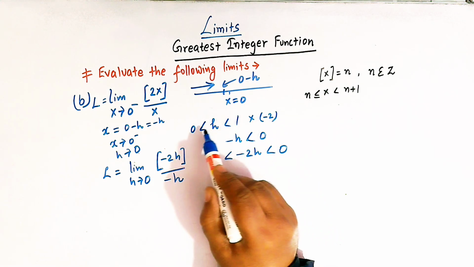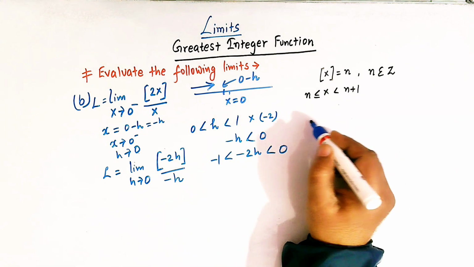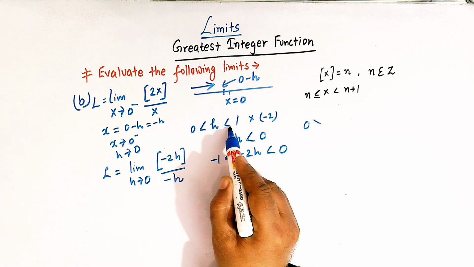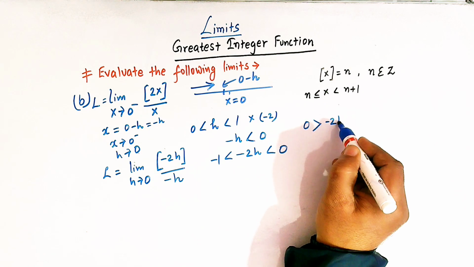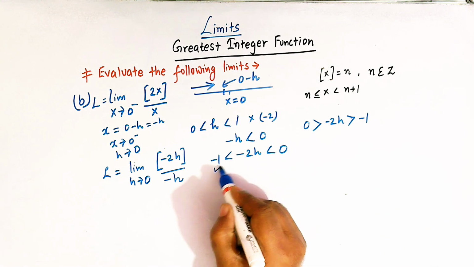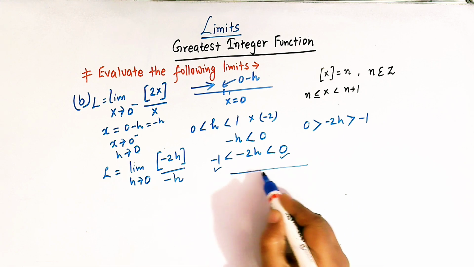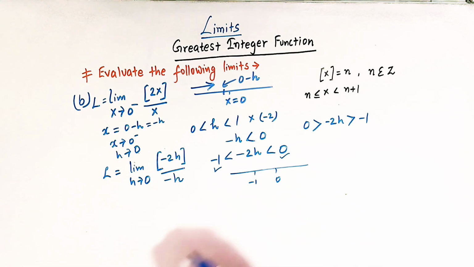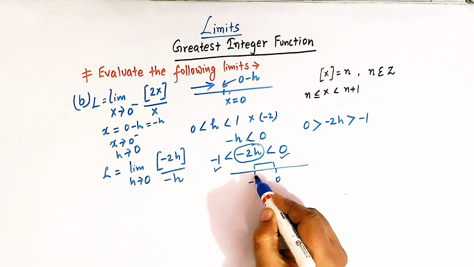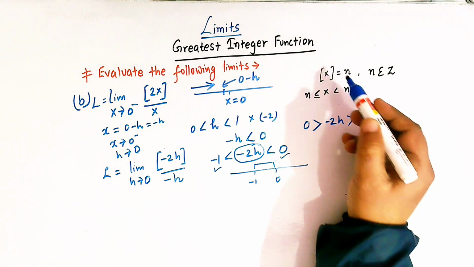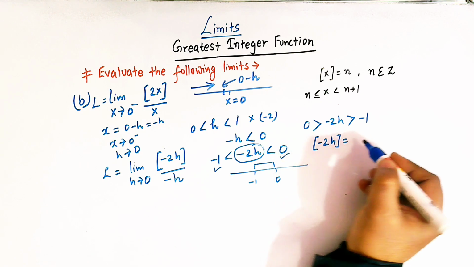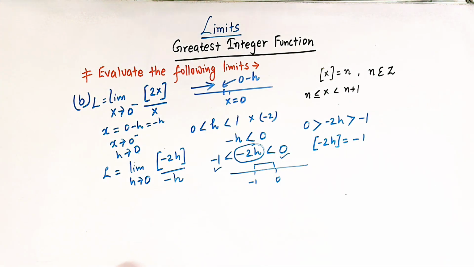So when we multiply this inequality by negative 2, we get 0 here, and the direction of the inequality gets reversed, and here we have minus 2h, and here we have minus 1. So minus 2h lies between minus 1 and 0. Here we have minus 1 and here we have 0, and minus 2h lies somewhere between minus 1 and 0. So by the definition of the greatest integer function, the greatest integer of minus 2h should be equal to minus 1.